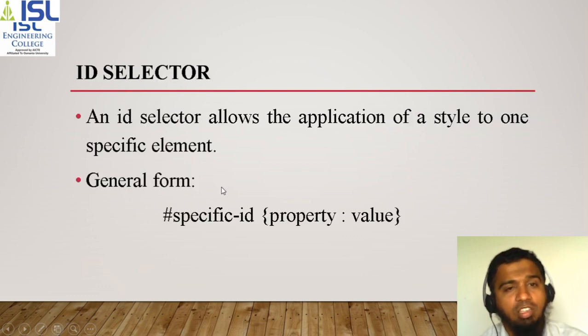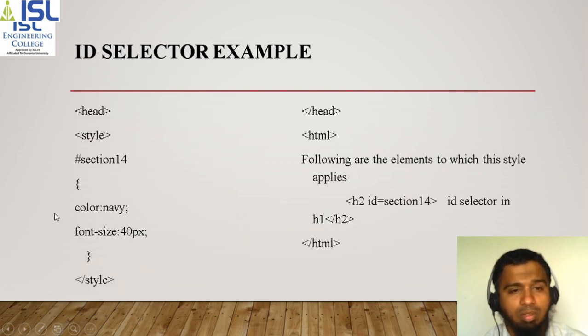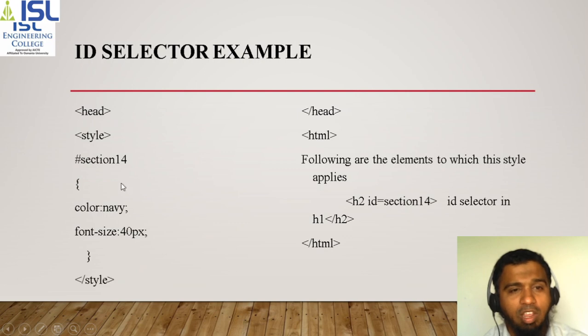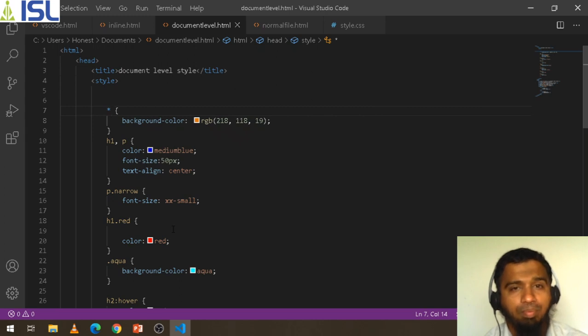The last one is the ID selector. An ID selector allows the application of a style to one specific element. The general form is the specific ID, then property and value. Here is a simple example. You can give any ID. Whatever property we are giving in the style, we just write the ID name.